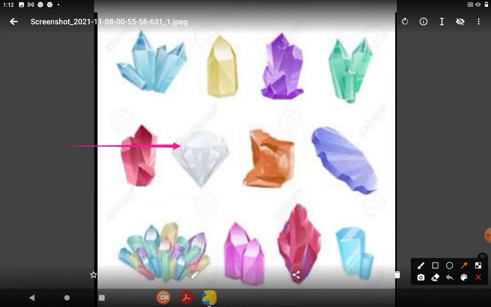Okay, so they are all called crystals. The salts are in the form of crystals and this is because of the presence of water.